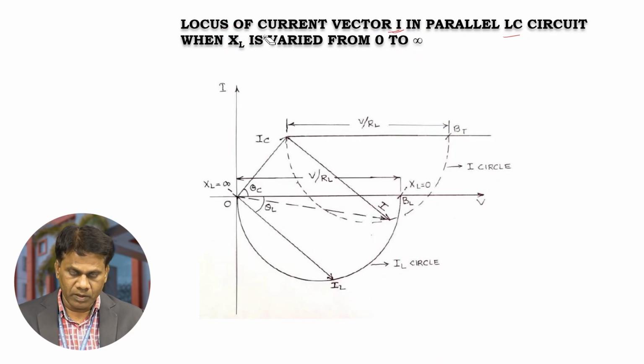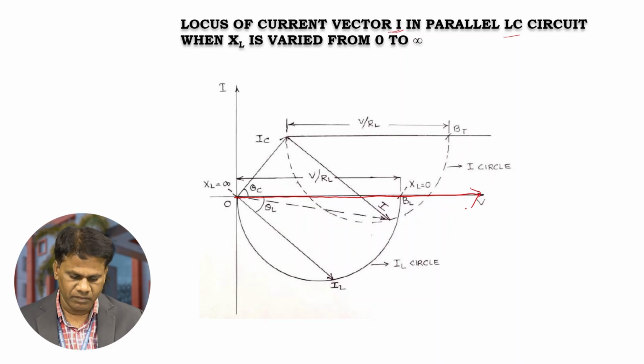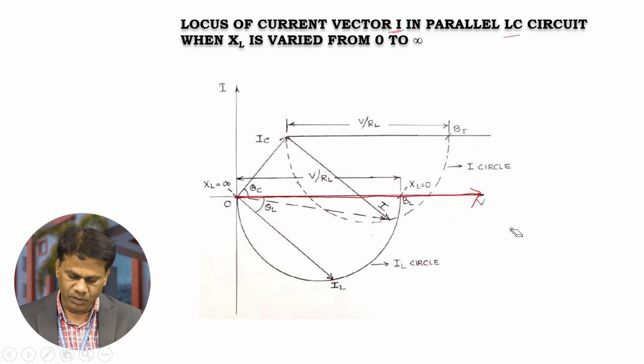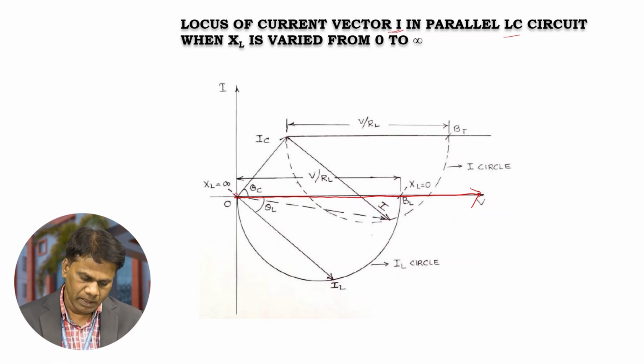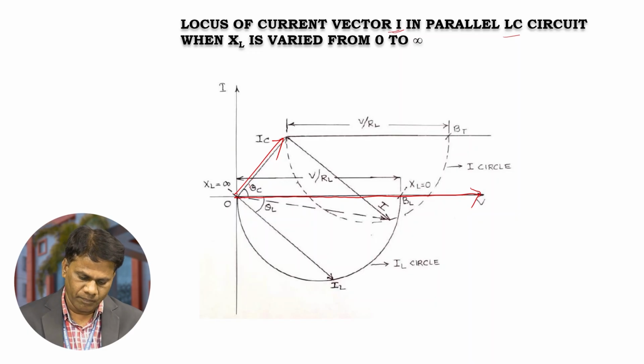Here, first we have to draw a reference axis. I am taking voltage as the reference, so this is the reference vector OV, the voltage vector. As usual, we know that due to the capacitance, the current is leading with respect to the voltage. So the current IC leads the voltage vector OV by an angle.